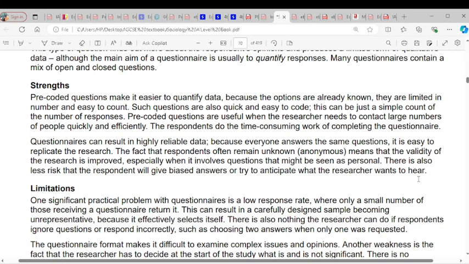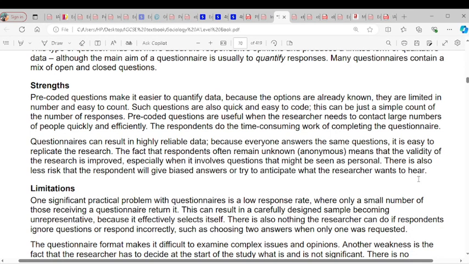So the first advantage, strength or benefit of closed-ended or pre-coded questions is that they are easy to quantify because the options are there. We already have the options. So it's either 7 people choosing A, or 8 people choosing B, or 6 people choosing D. It's easy for us to quantify because of the limited numbers, so we can easily count based on the fact that there are options. And pre-coded questions are useful when the researcher needs to contact large numbers of people quickly and efficiently.